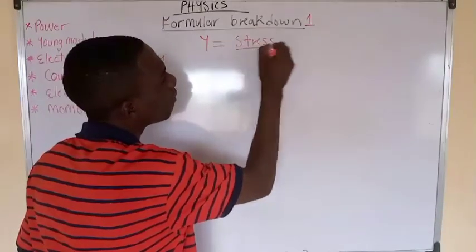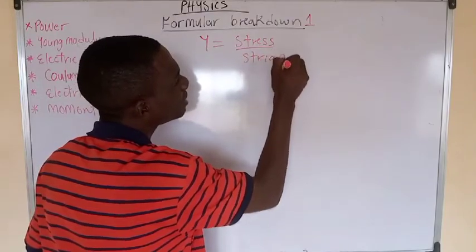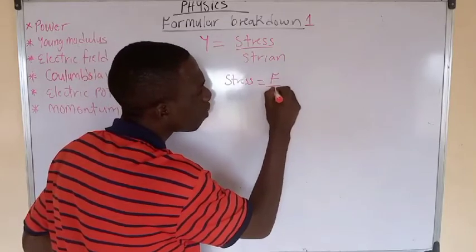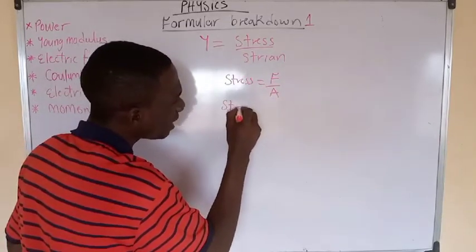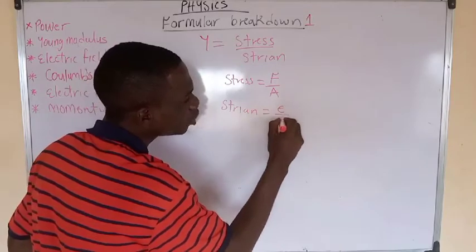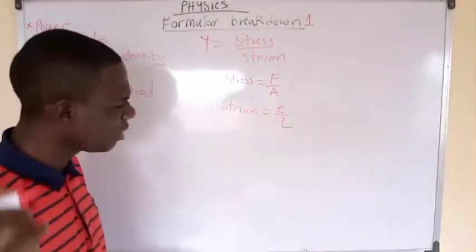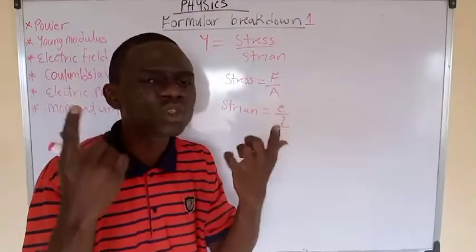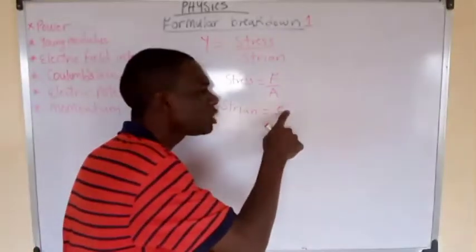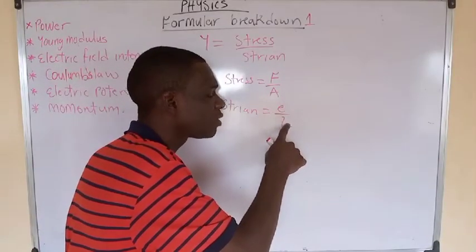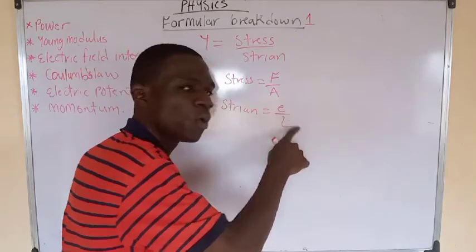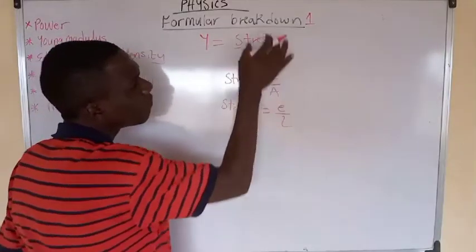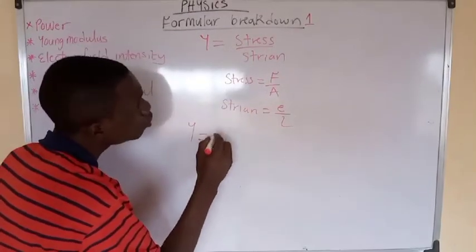Stress over strain. Alright? Now, our stress is equal to what? Force over what? Area. And our strain is equal to what? Extension over what? Length. Now, take note of this before I continue. Strain is a quantity in physics that does not have a unit of measurement because extension is measured in what? Meter. And the length measured in what? Meter. So both the meter and meter what? Cancel out.